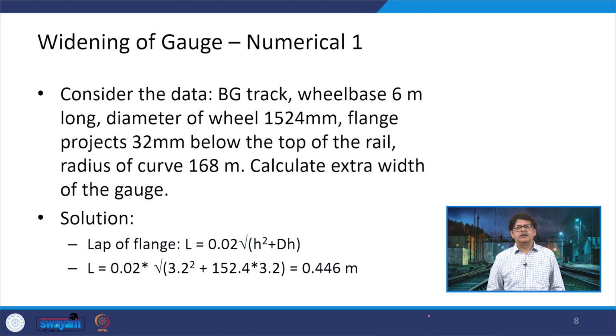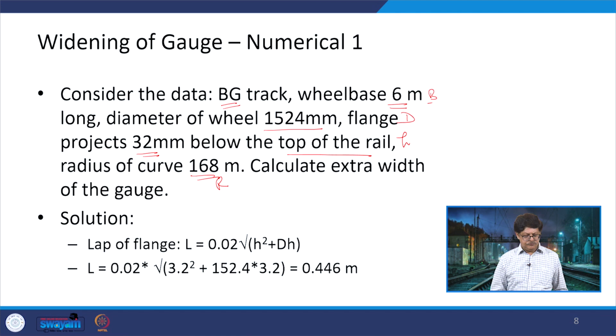Now, let us look at a numerical on how to calculate this extra widening or widening of a gauge. We have a broad gauge track, wheel base is given as 6 meters. The diameter of the wheel is 1524 mm, the flange projects 32 mm below the top of the rail, and the radius of the curve is 168. So, radius of the curve 168 means we are given R. The flange projects 32 mm below, that means a small h is being given to us, diameter D is here, and we are also being given the wheel base. So, wheel base is say B.